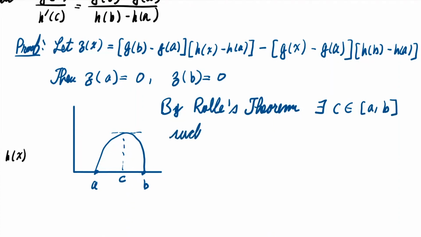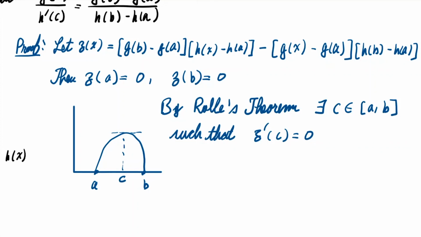Such that, yeah, there has to be a C between A and B. Z prime of C is equal to 0, right? That slope, the derivative of the tangent line, has to be parallel to this line, the secant line. You know what I'm saying? You with me?